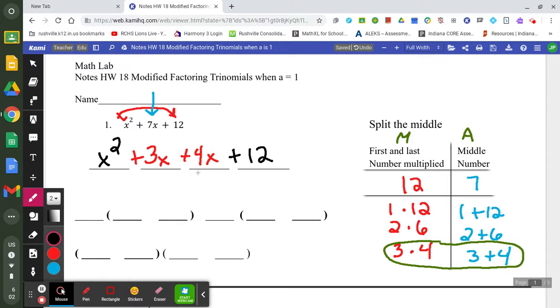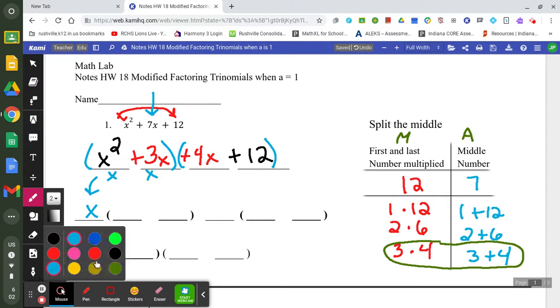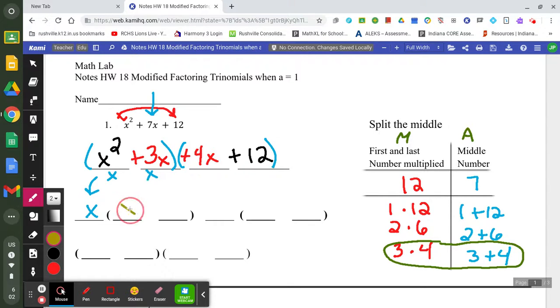And then we're back to doing what we did on the last part of homework 17, where we grouped the first 2 terms together and the second 2 terms together. And I found the greatest common factor is an x, and that's what goes in this blank. And then x squared divided by x gives me x. 3x divided by x is plus 3.